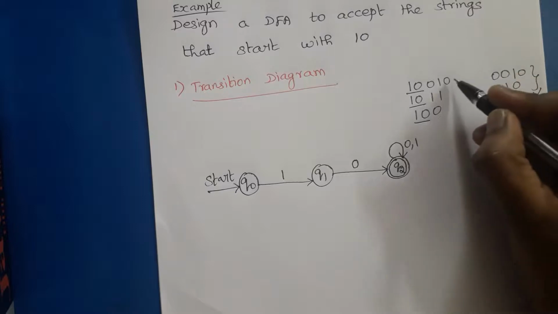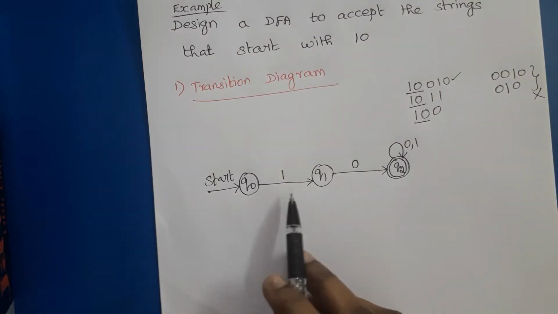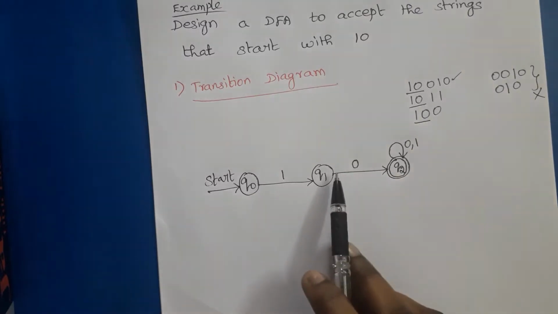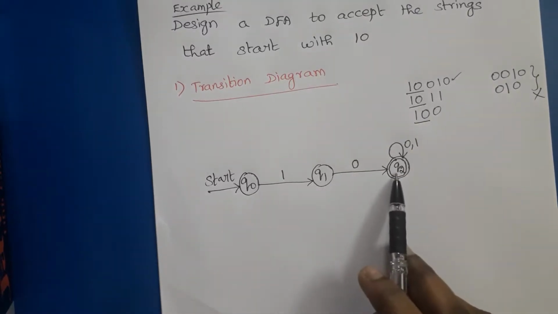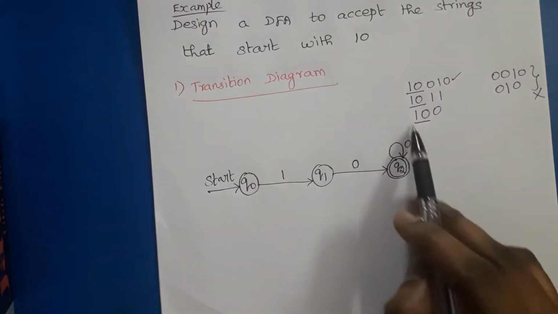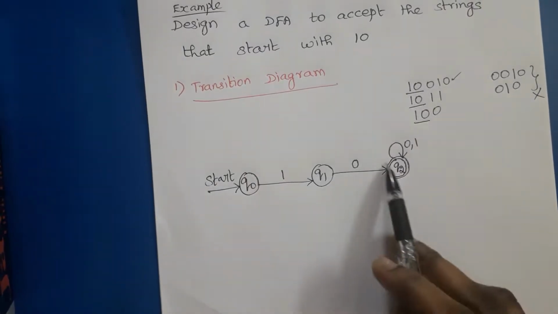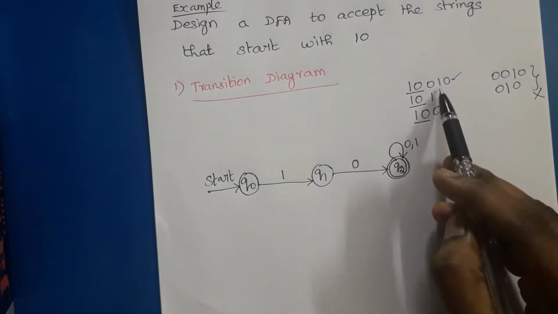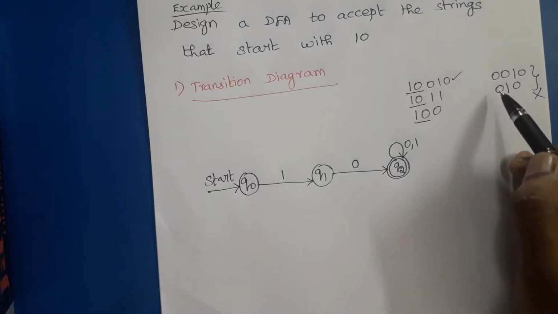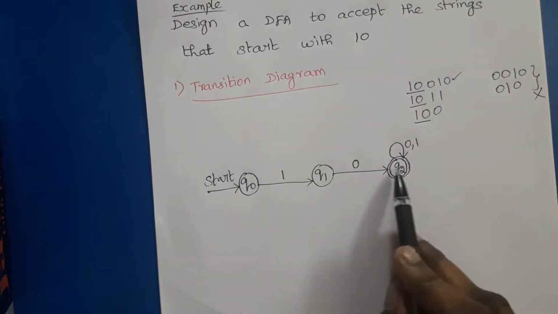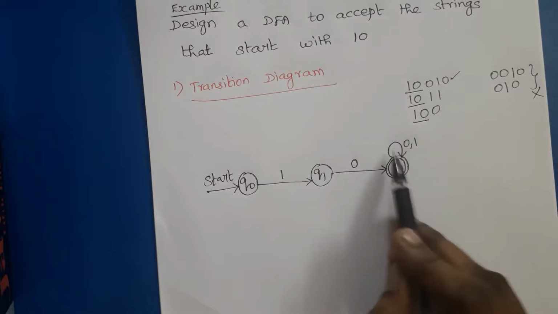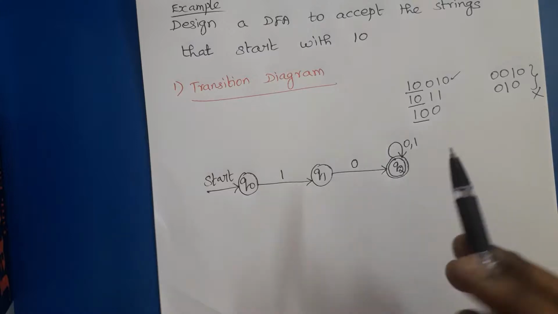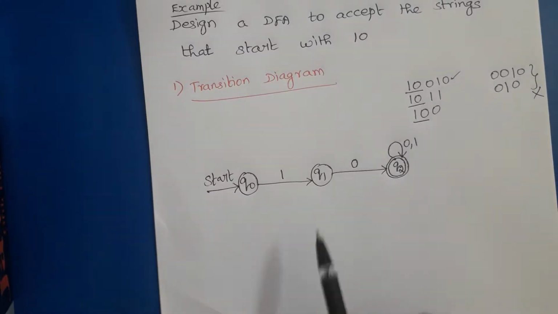So after recognizing 1 0, for all the input symbols, the state must remain the same. For example, consider the first input string. For the 1, the transition changes Q0 to Q1. Then for 0, it reaches Q2. Then for 0, it remains in Q2. Then for 1, it remains in Q2. Then again 0, it remains in Q2. So this input string is accepted by our DFA. These are called self transitions. So this DFA accepts all the input strings that start with 10.